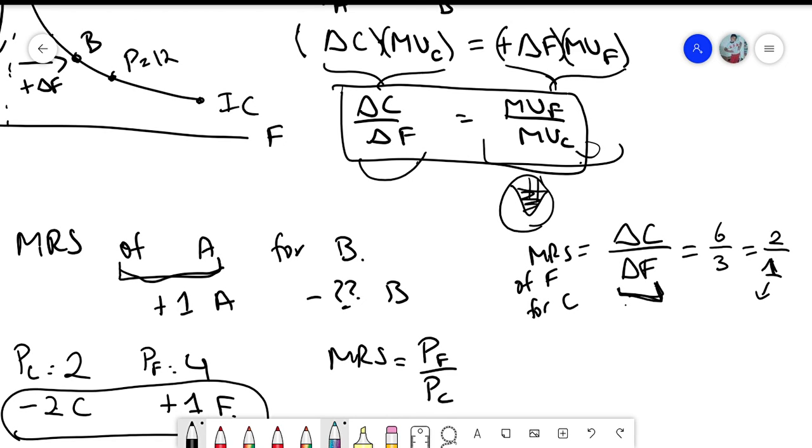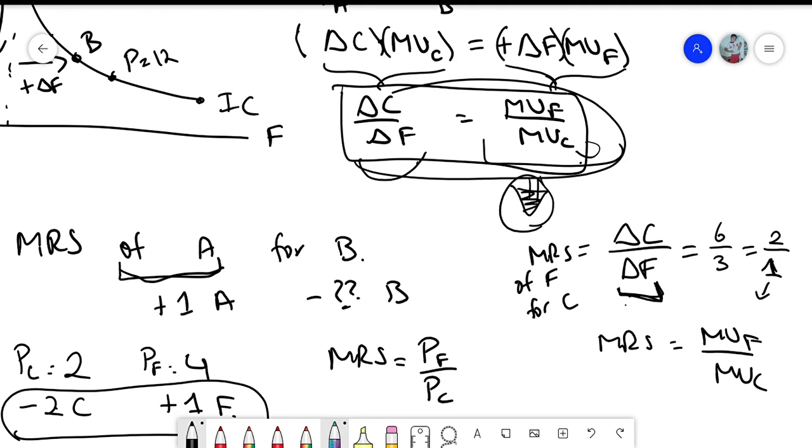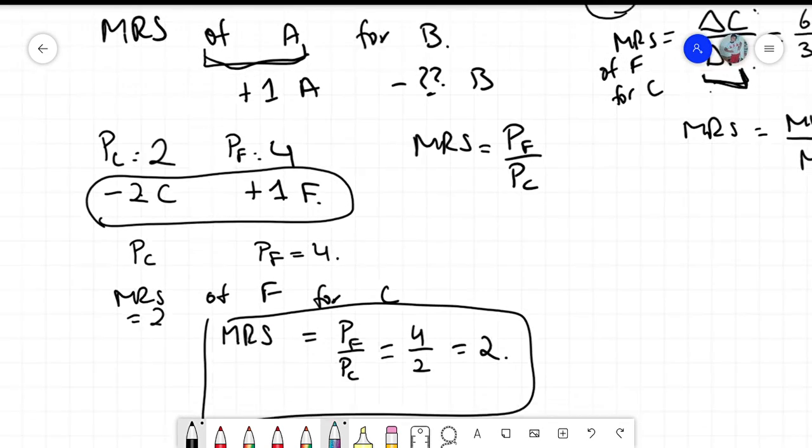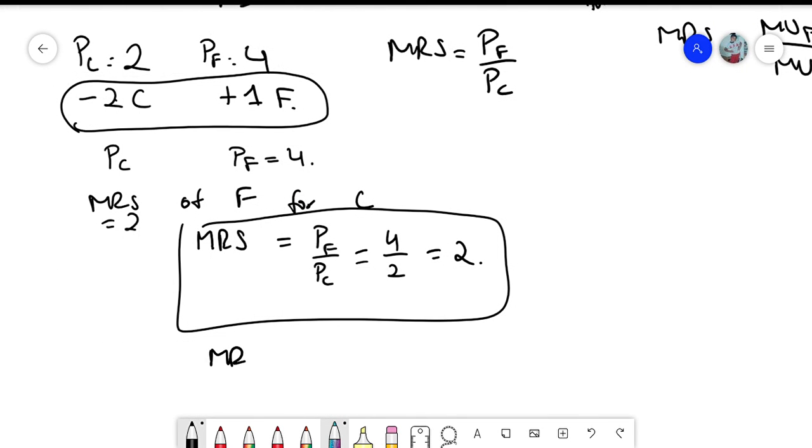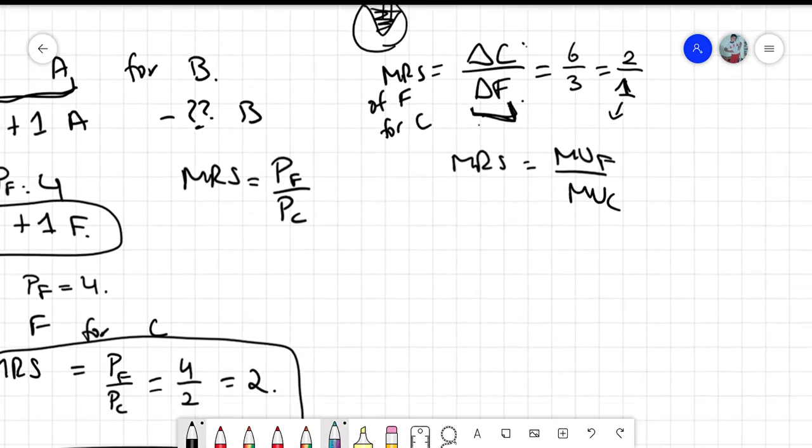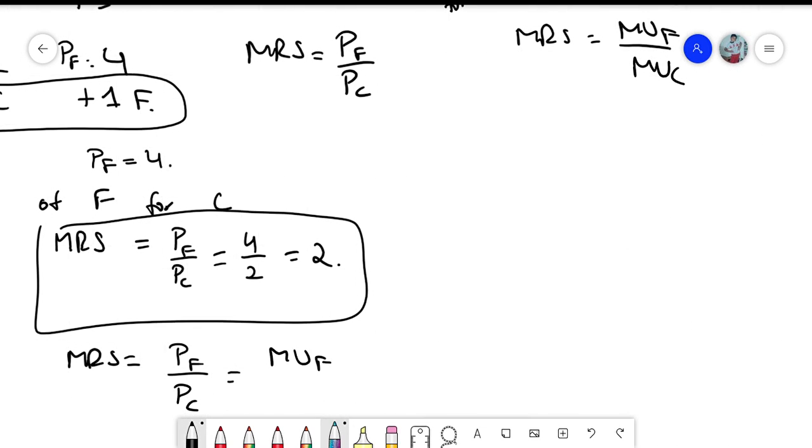So over here we have change in C over change in F equals MRS. And since this is equal to this, MRS equals MUF over MUC. So this makes sense: change in C over change in F. How much C would I give up, how much would I have to change C for me to change F? And then we bring that back here, and we get MRS equals PF over PC, which we found in the beginning with the budget line. It's also equal to the MU version of it, which is MUF over MUC.